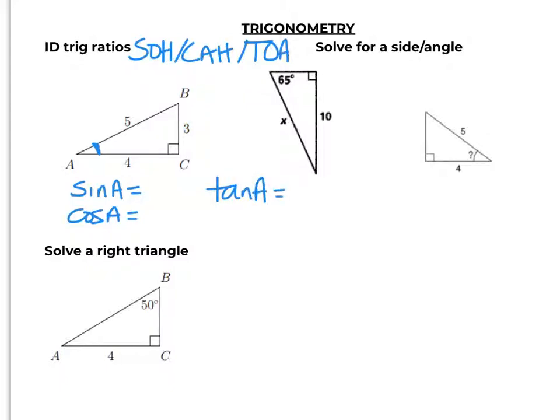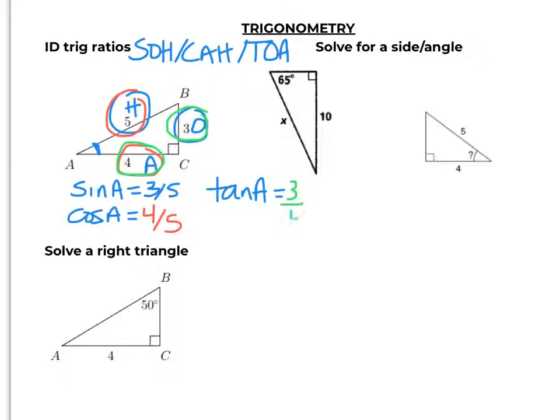So once we know what angle we're looking from, that's where we label H, O, A. Sine is opposite over hypotenuse, so that would be 3 over 5. Cosine is adjacent over hypotenuse, so that's 4 over 5. And tangent is O over A, so 3 over 4.